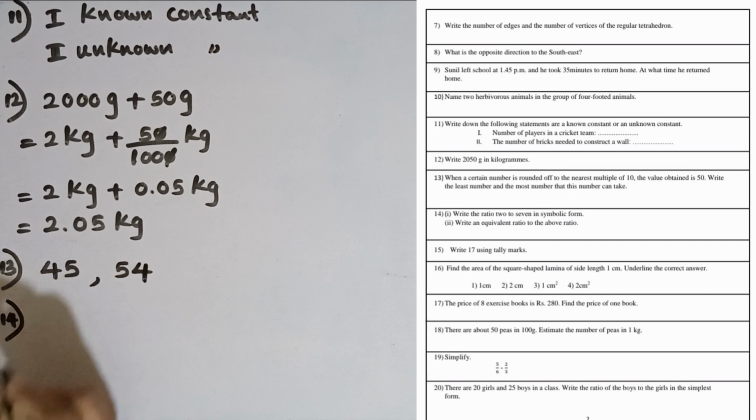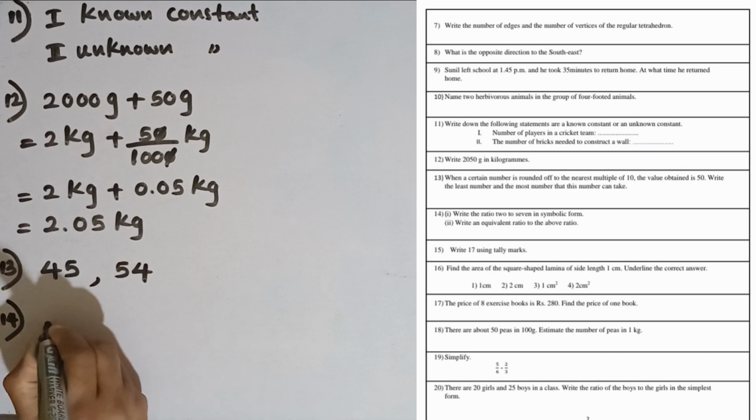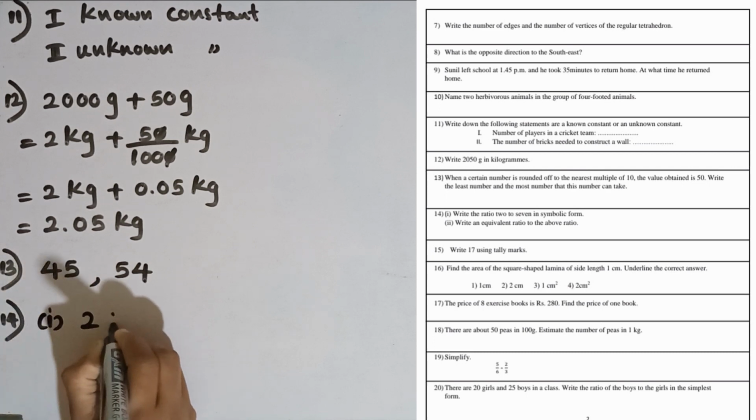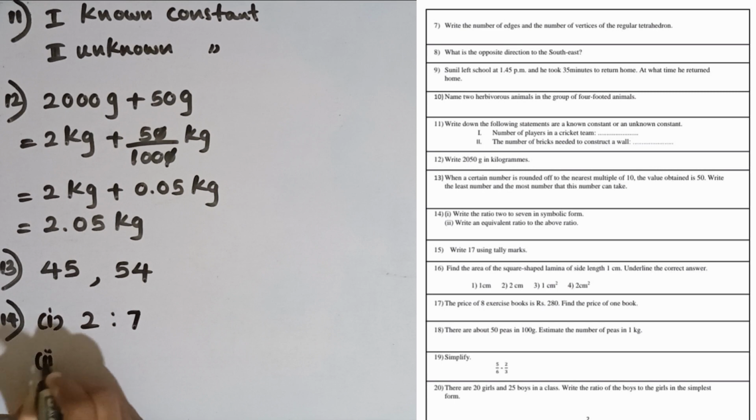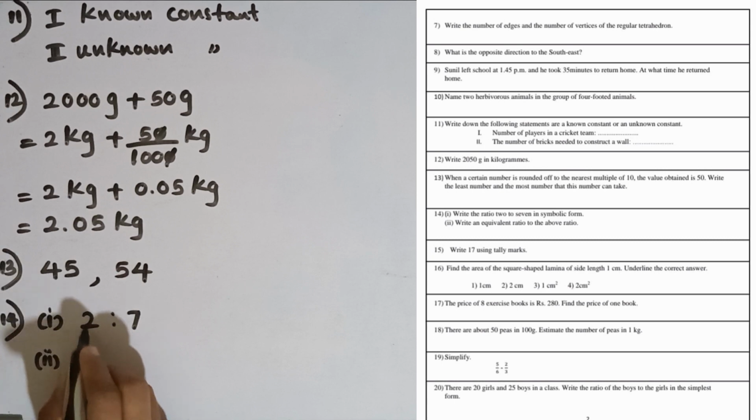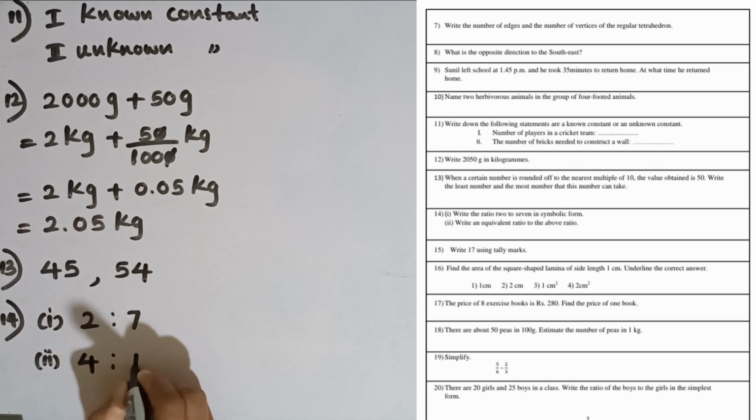Question number 14. First one, write the ratio 2 to 7 in symbolic form. 2 to 7, we can write it as 2:7. Then second part, write an equivalent ratio to the above ratio. We can multiply it by any number, but we can't use a division method here as this is in the simplest form. Let's multiply this by 2. 2 times 2 is 4. Then 2 times 7 is 14. So this is an equivalent ratio.